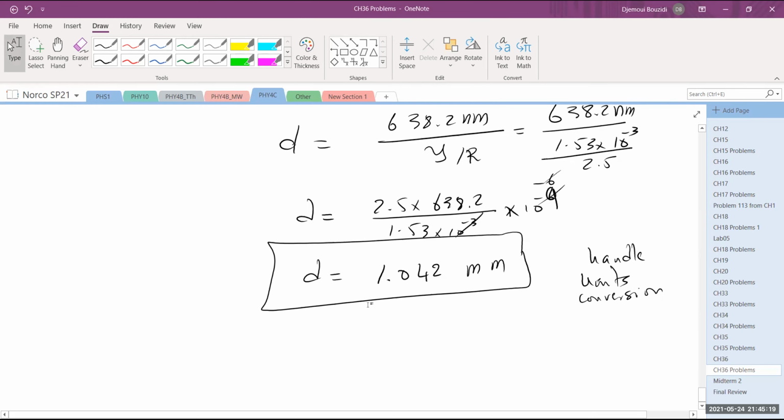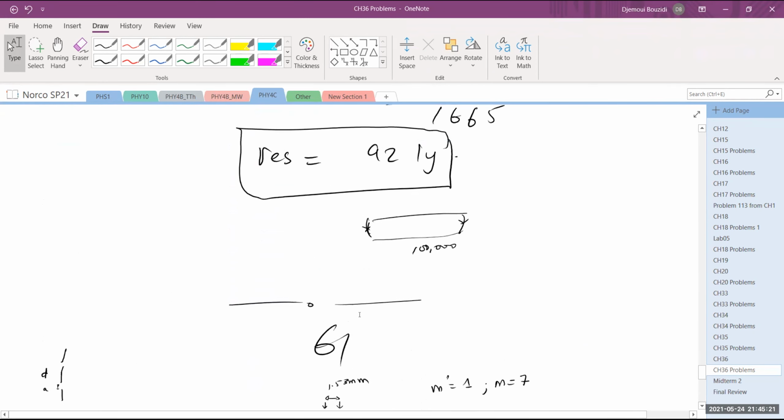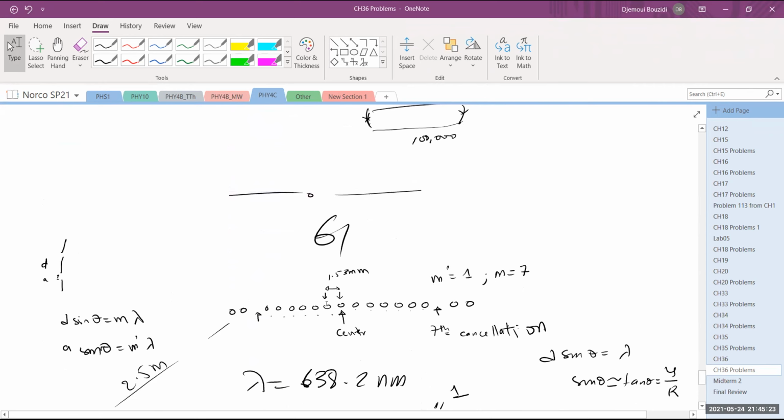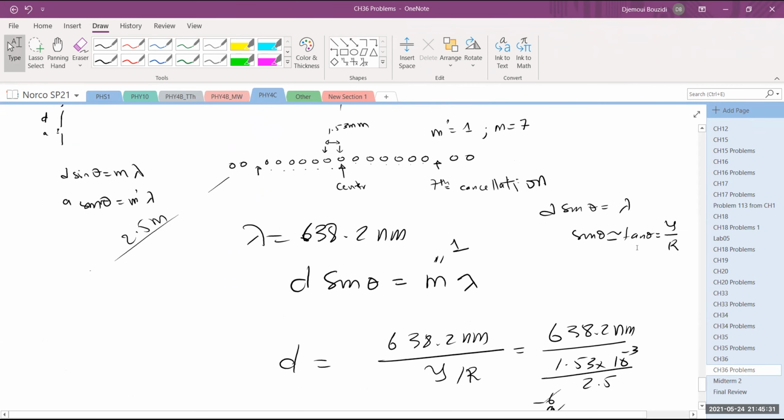So we found d. Since we were given this distance and we took the first one, if I want the second one, I have to multiply that by 2. But I have to be careful with large angles because things with large angles don't work out so well because of this approximation. So sine theta is not tangent of theta. In other words, you have to find tangent theta, and then you find theta, and then you find its sine, and then you plug into this expression.